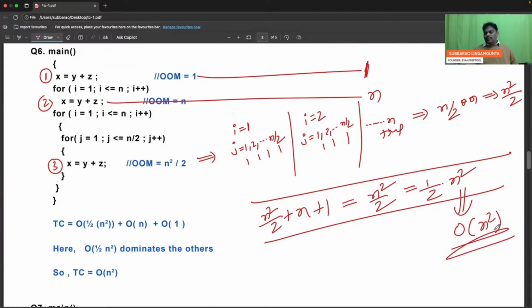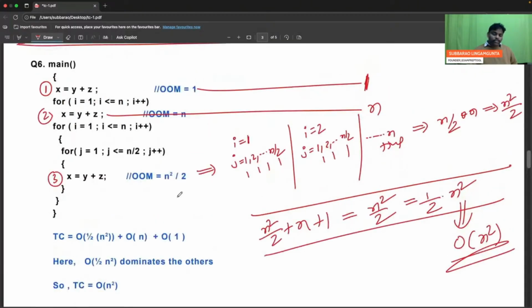You may say, sir, n square is also a constant, can I ignore it? But remember, for convenience you wrote n square, but it is actually n into n. It is not a constant. 1 by 2 is a constant, so ignore it, but n square means n into n, which is not a constant. So the bigger one is n square, big O of n square.